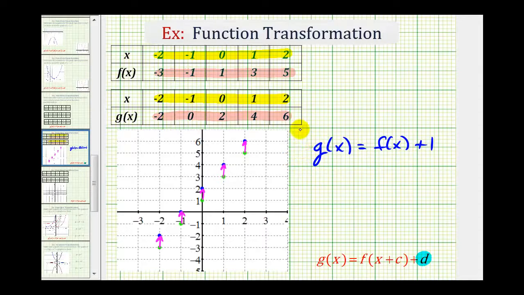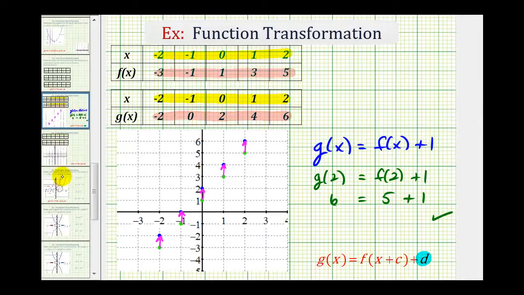And let's go ahead and test this using a value of x. So for example, if we select x equals 2, this is saying that g of 2 must equal f of 2 plus 1. Well, g of 2 is 6. f of 2 is 5, but 5 plus 1 is 6, so it checks.